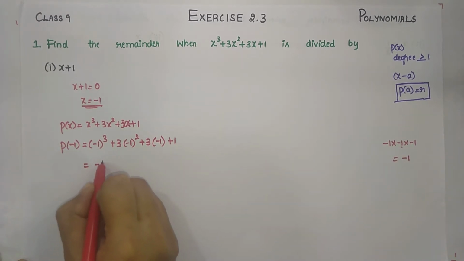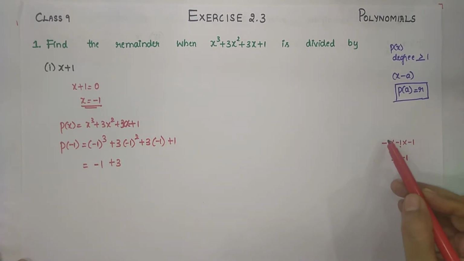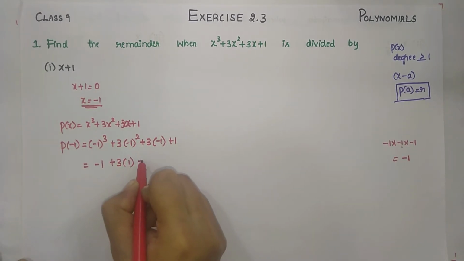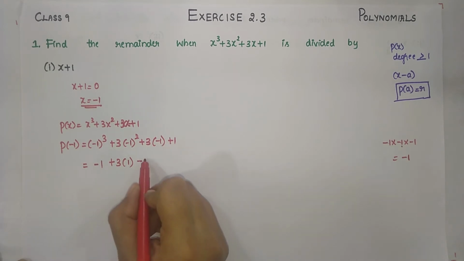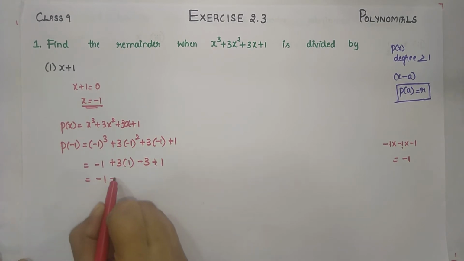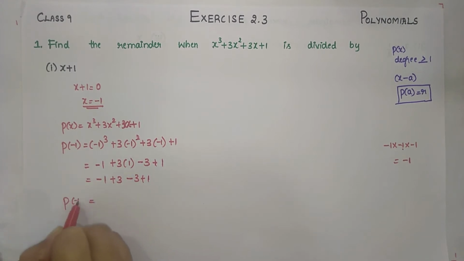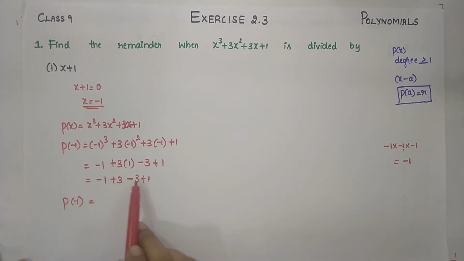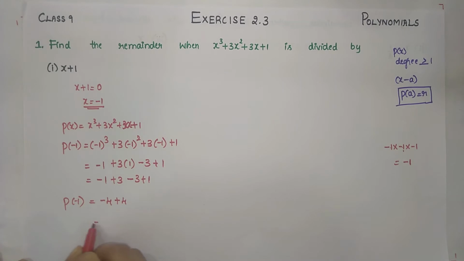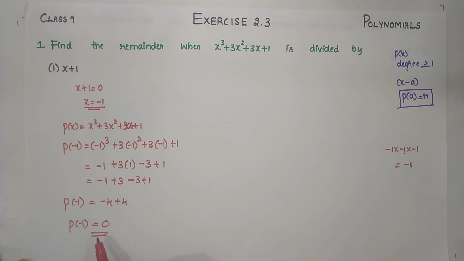So it is minus 1 plus 3 into minus 1 whole square, which means minus 1 is multiplied 2 times. Minus 1 into minus 1 is plus 1. So it is plus 1, and 3 into minus 1 is minus 3, plus 1. So it is minus 1, 3 into 1 is plus 3, minus 3 plus 1. Therefore, p of minus 1 is equal to, we have minus 1 and minus 3. So it is minus 4 plus 3 plus 1 is plus 4. So we get p of minus 1 is equal to 0. That is, minus 4 plus 4 is 0.